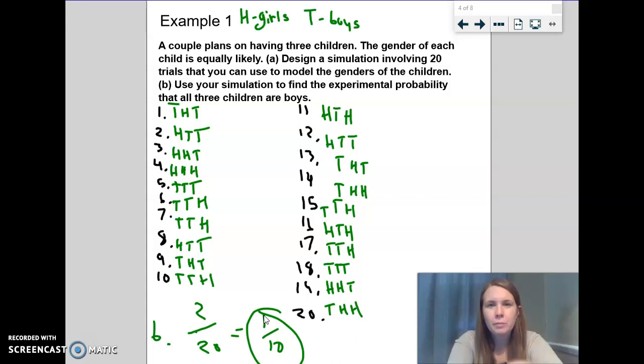The more you do simulations, the more accurate they're going to be. So if you were to test this and do like 50 trials, okay, you're going to get a little bit more accurate data. Or 100, but I'm not going to sit here and do 100 this day, okay?